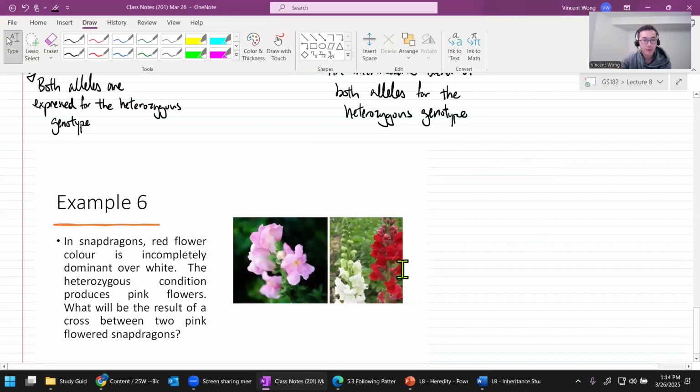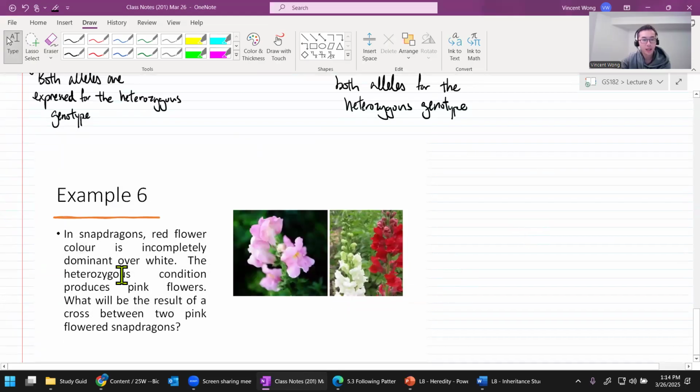In snapdragons, red flower color is incomplete dominant over white. Right, so like I said, the question is gonna have to tell you. The heterozygous condition produces pink flowers. What will be the result of a cross between two pink flower snapdragons?